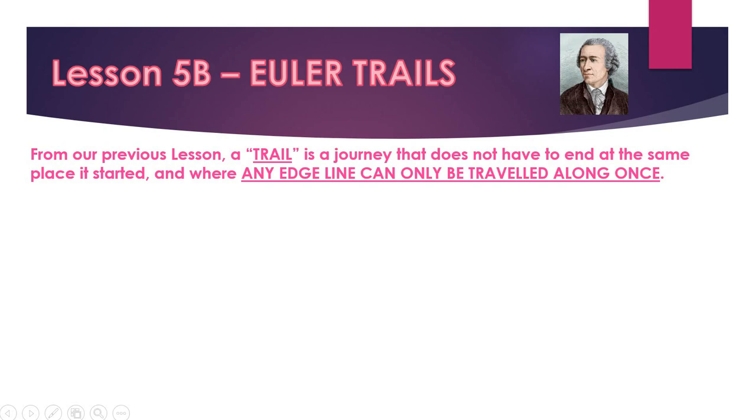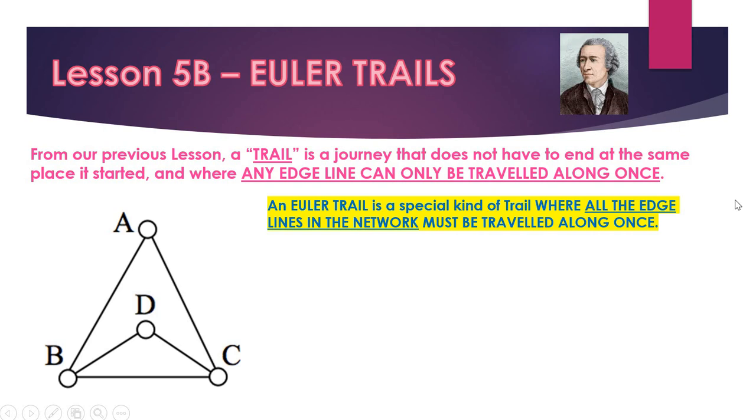In our previous lesson we were learning about paths and trails and circuits and cycles, and a trail, we learned, was a journey that does not have to end at the same place it started, but you can only travel along each connector edge line once during that journey. Now, an Euler trail is just a special version of that trail. An Euler trail is a special one where we must go along all the edge lines in the network exactly once.